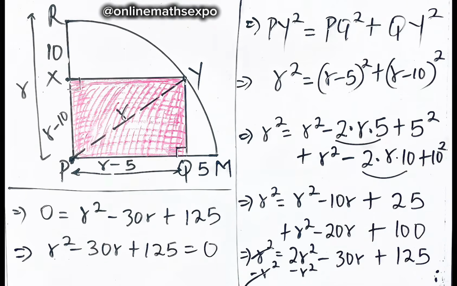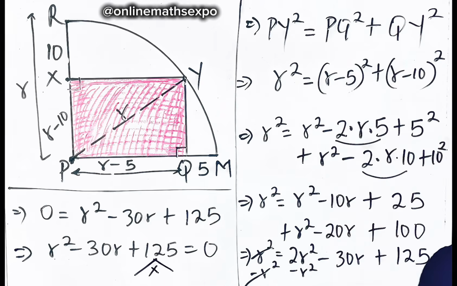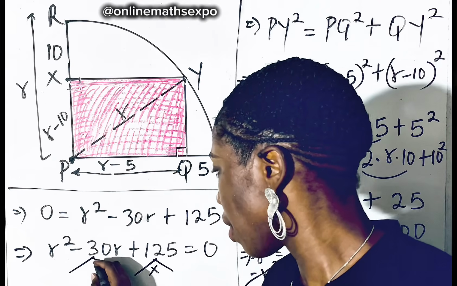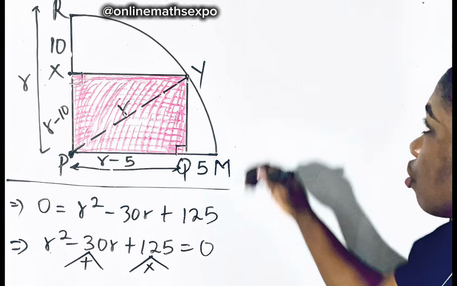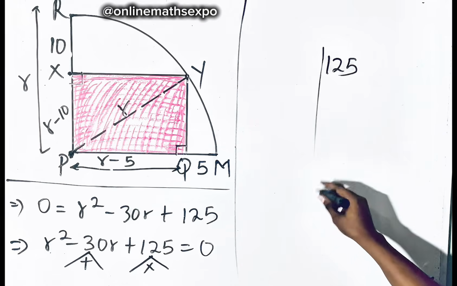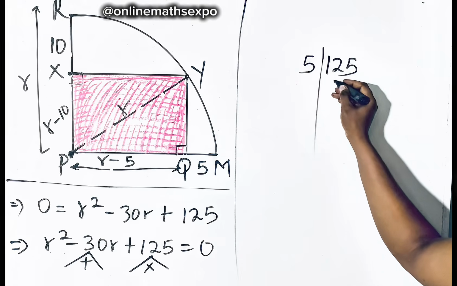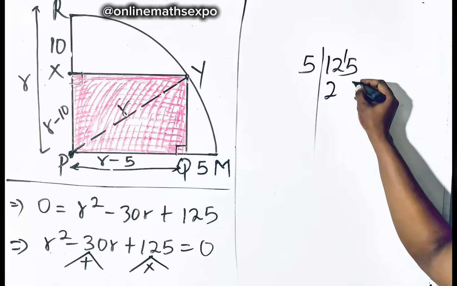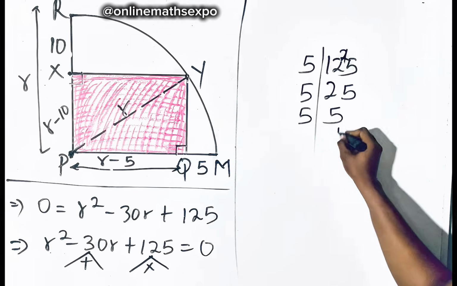These two are the same. Now what should we do at this point? We are going to find a pair that when we multiply, it gives us 125, and when we add the pair, it gives us negative 30. What pair are we looking at? Let me show you how to do that. So to do that, we are going to look at 125 and the numbers that can divide it. 5 can divide this, and 5 here will give us 25. 5 in 25 will give us 5. 5 here will give us 5, and 5 in itself is 1.